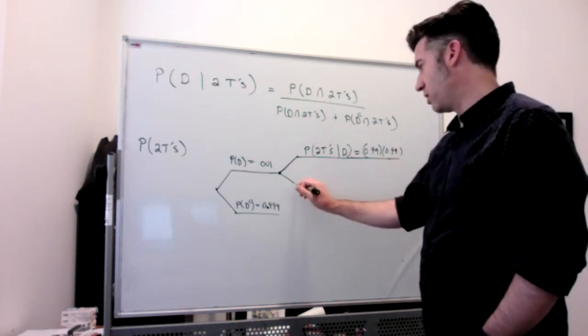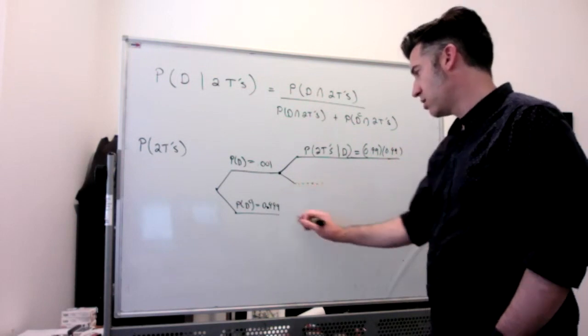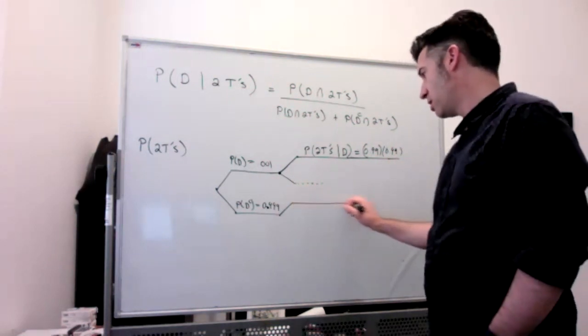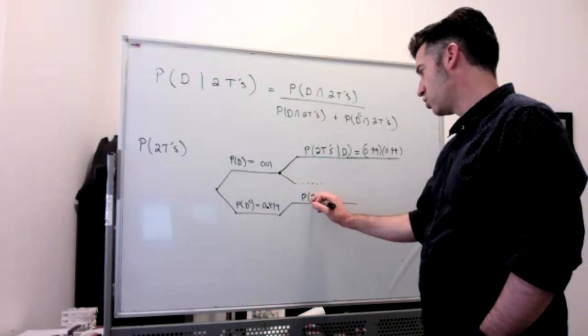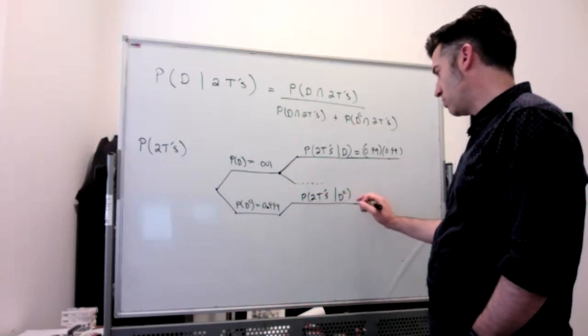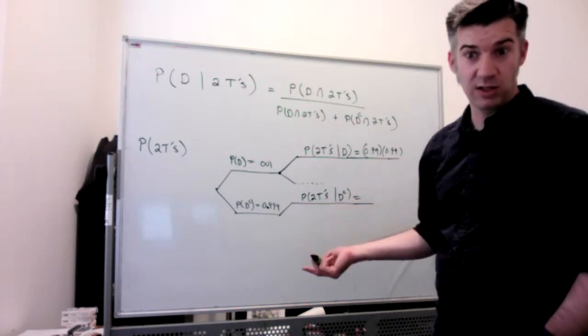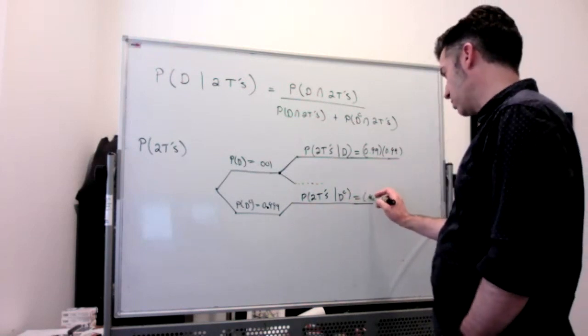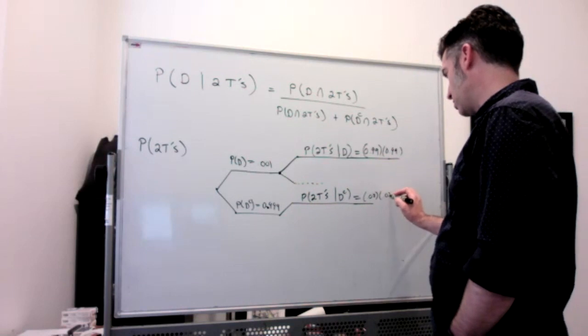And then we don't really care about this branch here. And in a similar way, the probability of having 2 positive tests, given that you don't have the disease, should be whatever that probability is squared, which is 0.02. So it should be 0.02 times 0.02.